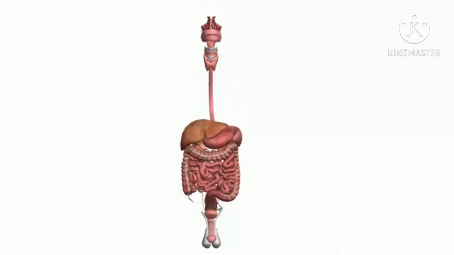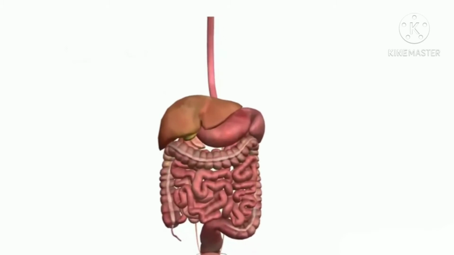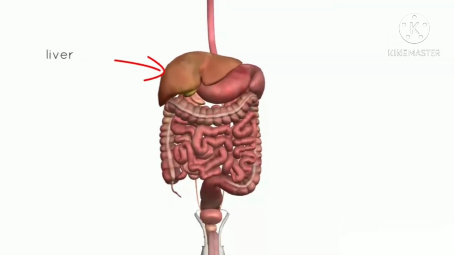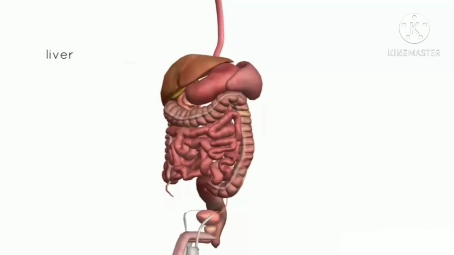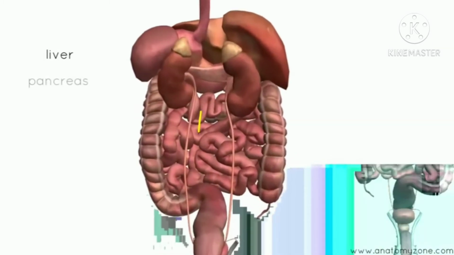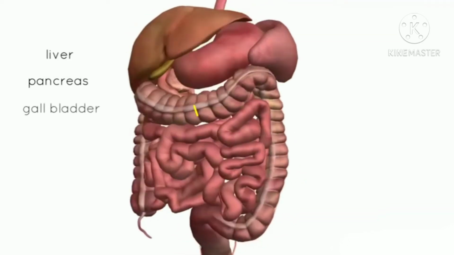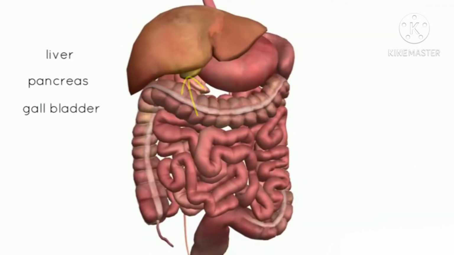So as well as this long tube, which is referred to as the gastrointestinal tract or the alimentary tract, you've also got accessory organs of digestion. So you can see these other organs coming off the side of the tract. So this large one here is the liver. You've got the pancreas sitting behind the stomach, and you've also got the gallbladder sitting behind the liver.